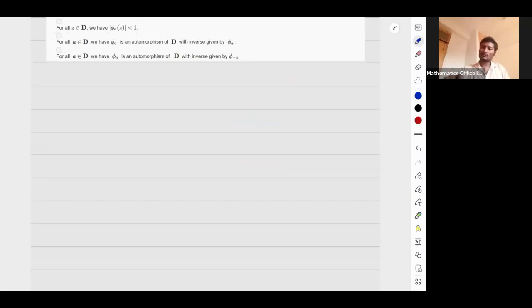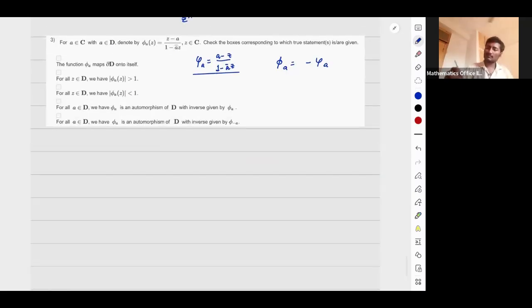So we see from here, this is a Mobius transformation, right? This is holomorphic almost everywhere. So modulus of a is less than 1. This implies 1 minus a bar z, this modulus, oh sorry, where's the problem?